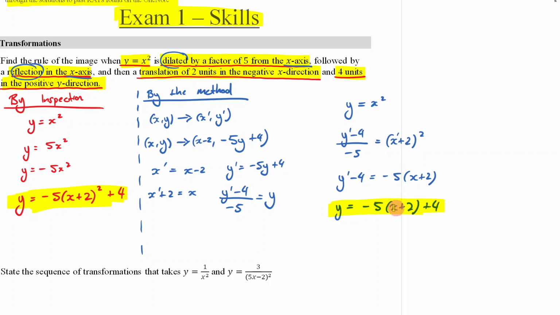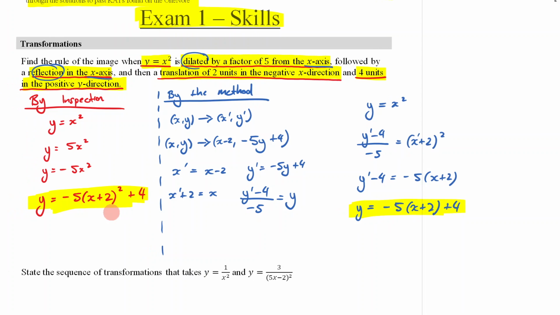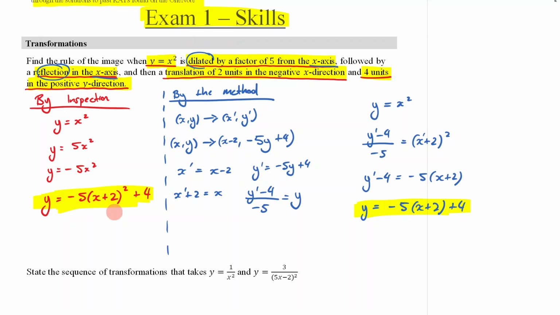But can I encourage you, if you can do this by inspection, it's a whole lot quicker. I mean, this is fine, and you should be comfortable with both ways, but I would really recommend by inspection.